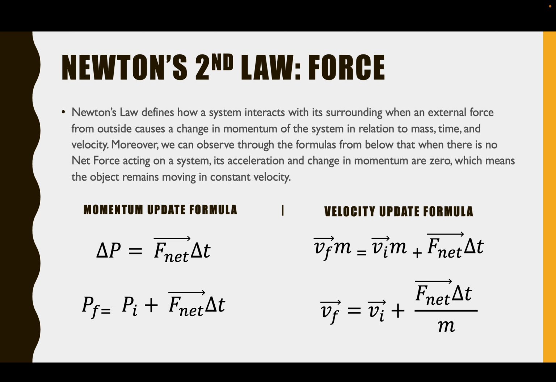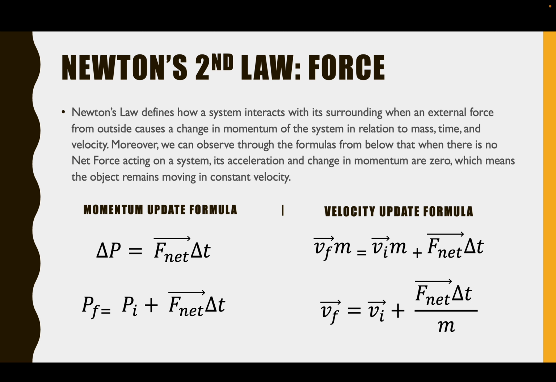Newton's second law defines how a system interacts with its surroundings when an external force from outside causes a change in momentum of the system in relation to its mass, time, and velocity. Additionally, we can observe from the formulas below that when the net force equals zero, its acceleration and change in momentum are zero, which basically means that the object remains moving in constant velocity. As we know, delta P, the change in momentum, equals net force times delta T, which can be derived into the velocity update formula.